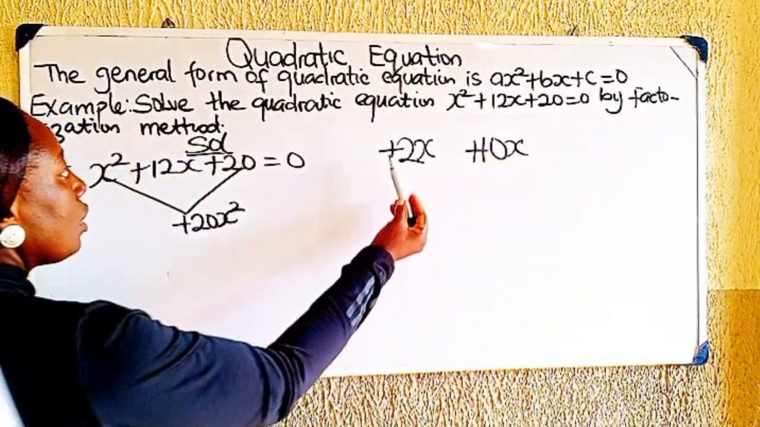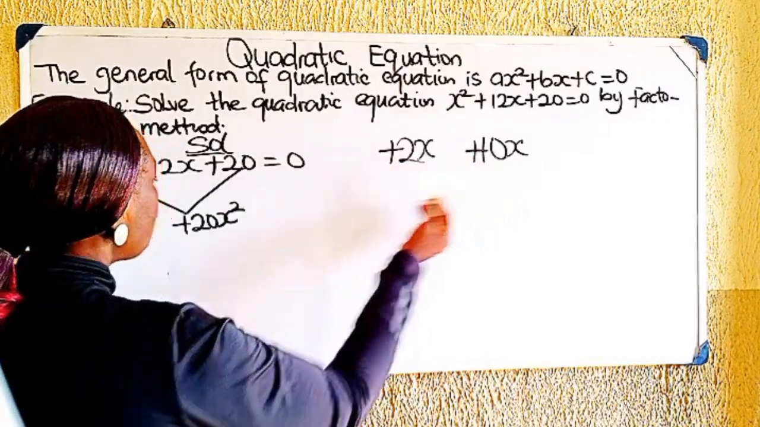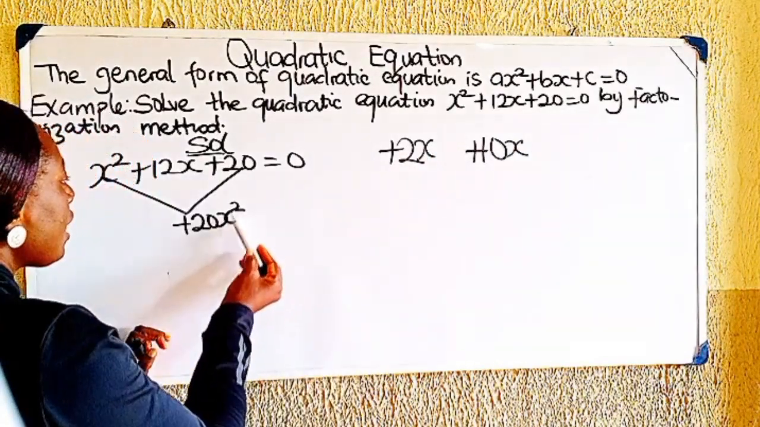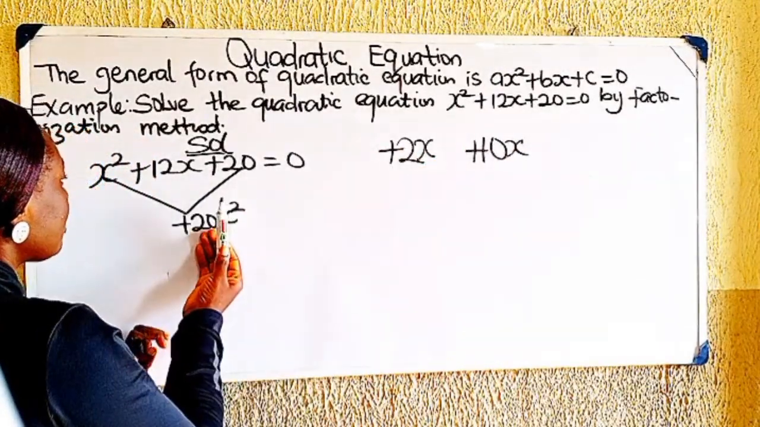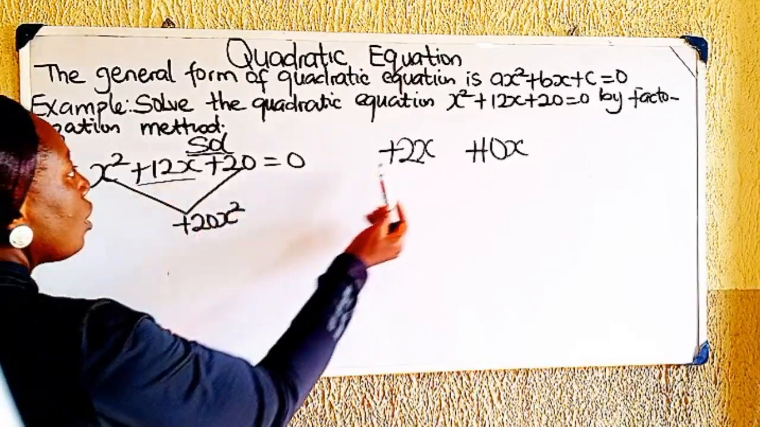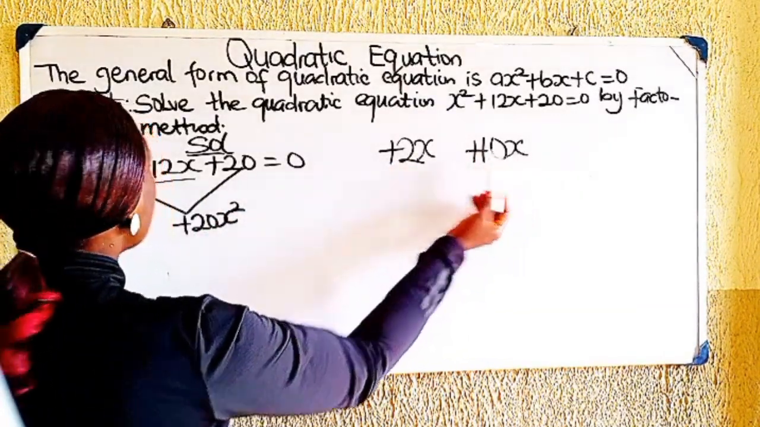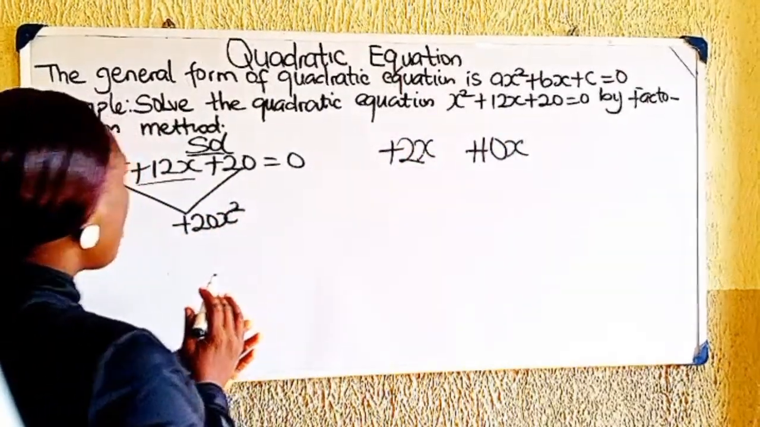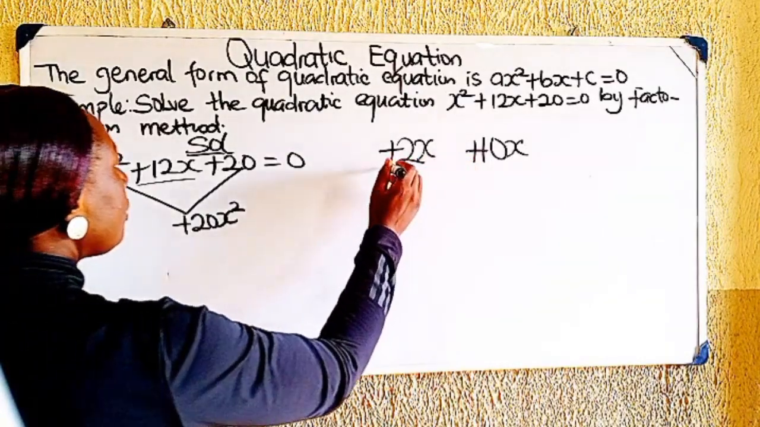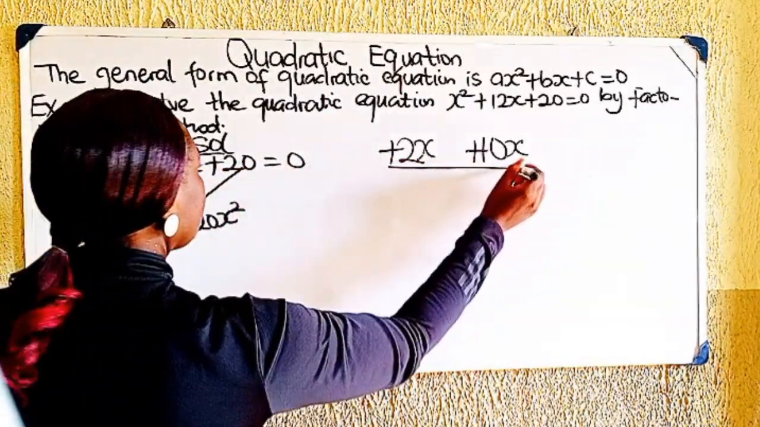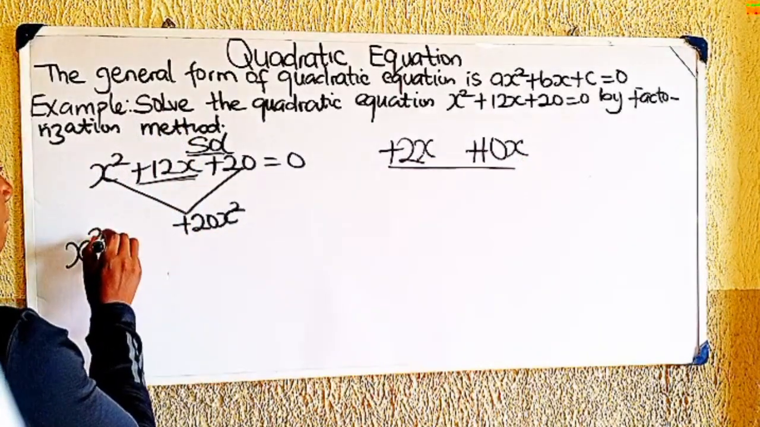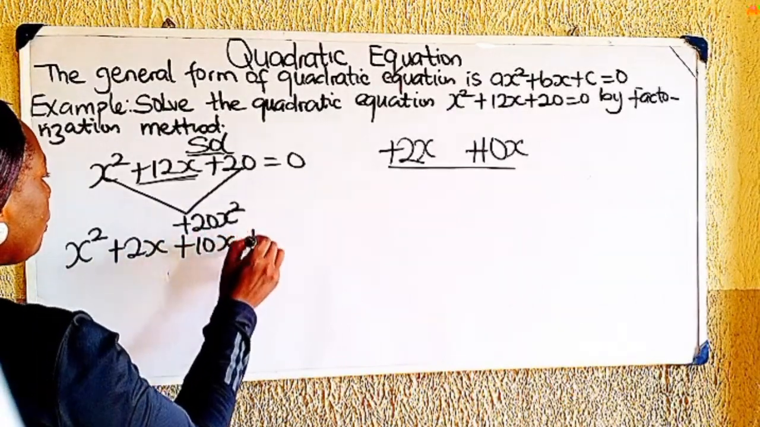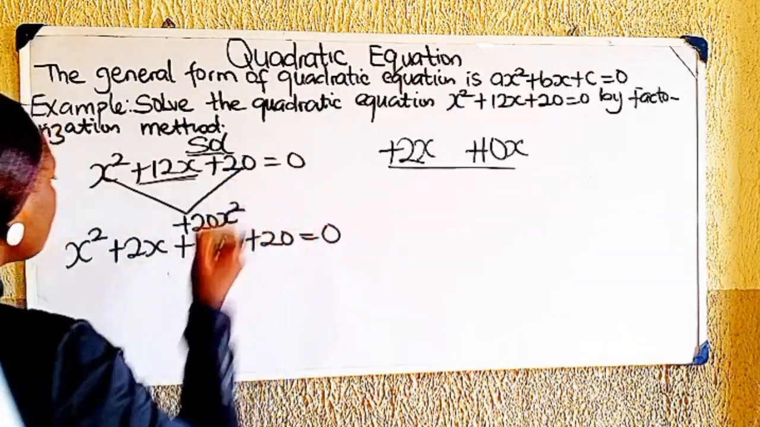Now check. Plus 2 times plus 10 will give us what? Plus 20. x times x will give us what? x squared. So this satisfies this. Now let's check for this one. Plus 2x plus 10x will give us what? Plus 12x. So both of them are correct. So we now replace this with this. So I have x squared plus 2x plus 10x plus 20 equal to 0.